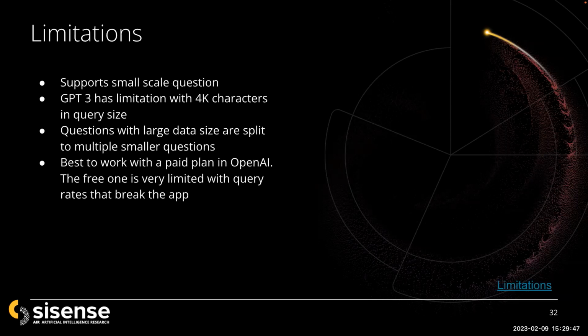Like I said, GPT-3, especially in the free version, is very limited. It's unavailable many times, and that's just the way it is. There's a limitation of 4,000 characters, which includes the prompt and the result, so you can get an error on that. We've made it in a way that we do bulk batches of the questions, in case the data set is large. And if possible, it's best to use a paid plan for the API key.